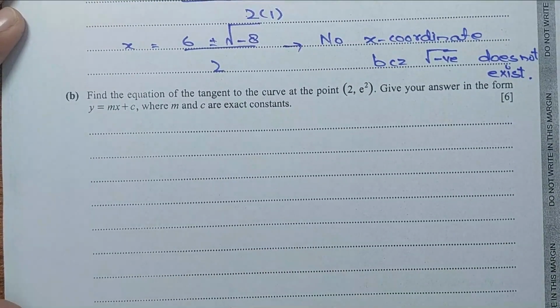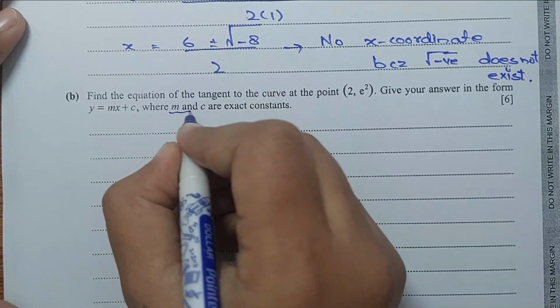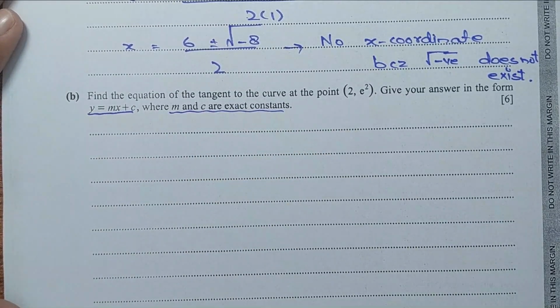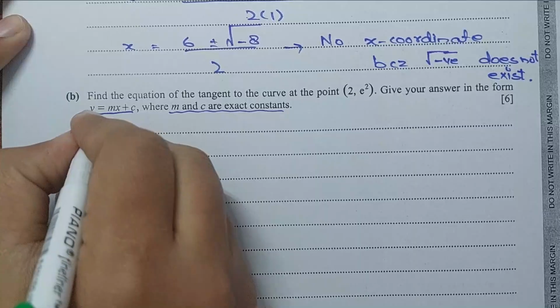Okay, now moving to part B: find the equation of the tangent to the curve at the point 2, e square. Give your answer in the form y equals mx plus c, where m and c are exact constants, right? In this form, they are exact constants in the equation of the tangent. All right, so for the equation of a tangent, we need two things: the gradient of the curve and the point. So the point is already given. Just find out the gradient of the curve, right?